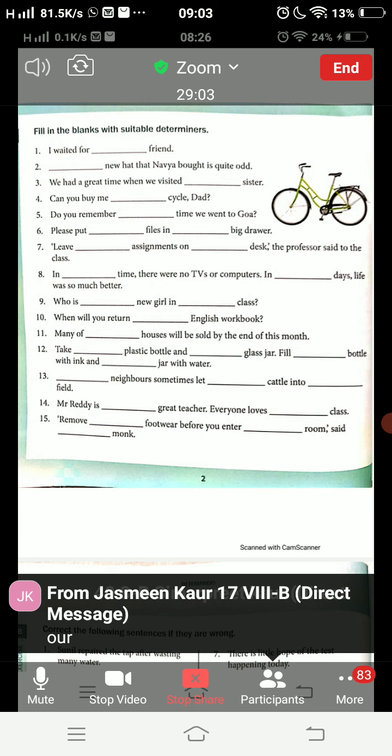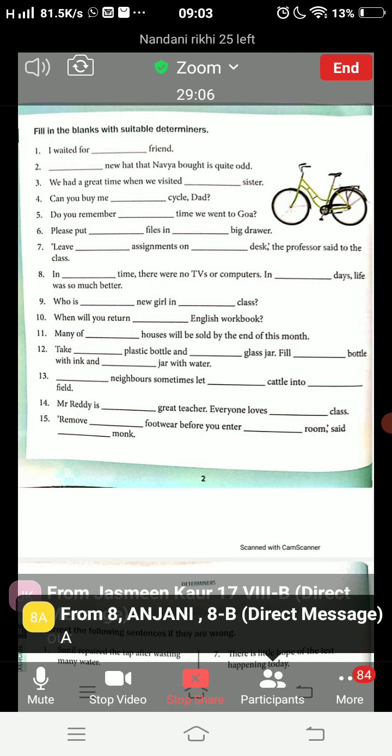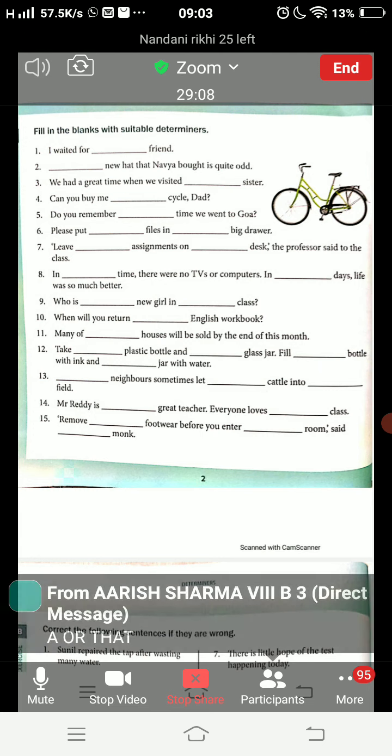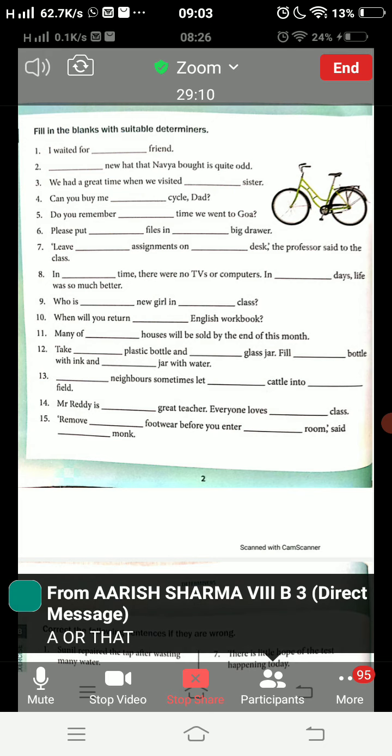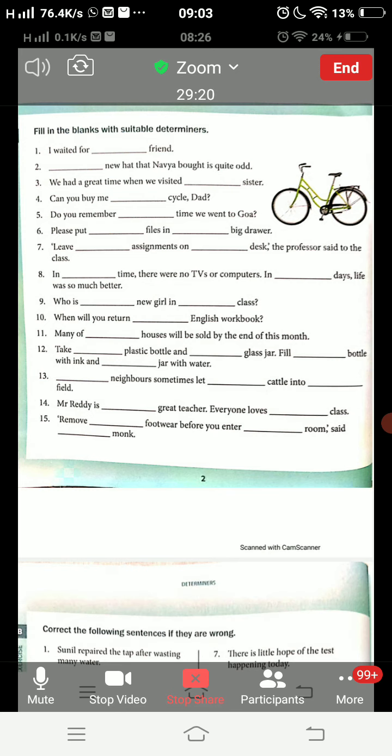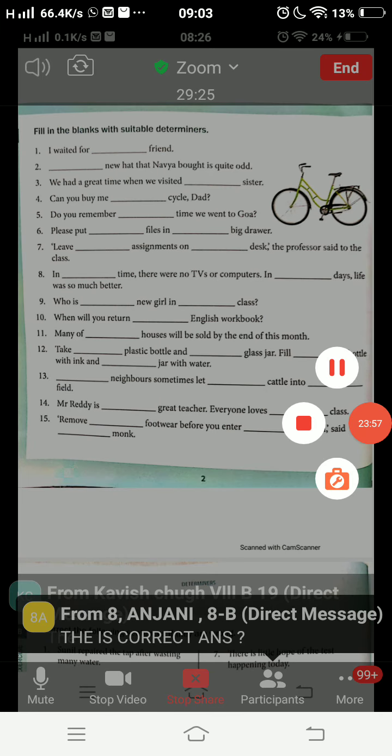Now fourth, can you buy me dash cycle? Can you buy me a cycle? Yes, a cycle or that cycle. Both answers are correct. A is also right, and that is also right. Next, do you remember dash time we went to Goa? Do you remember dash time?